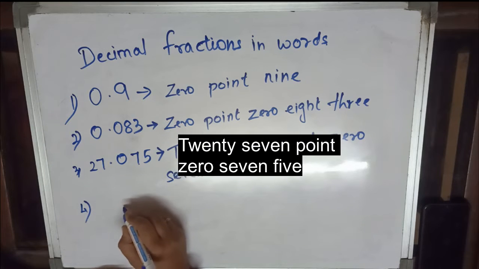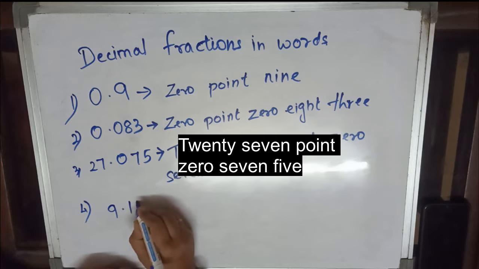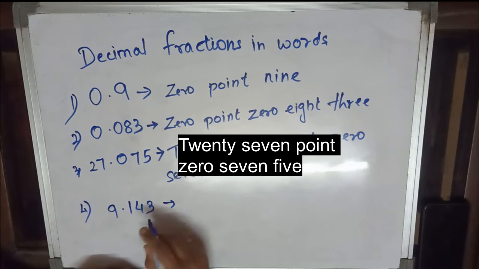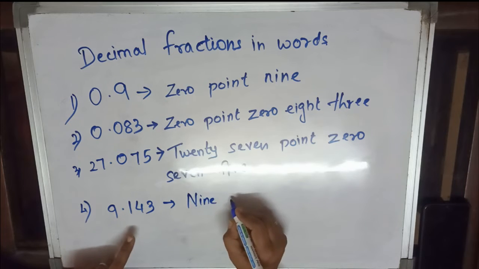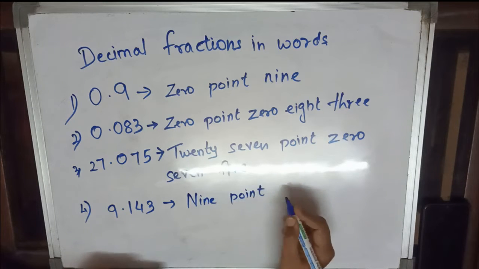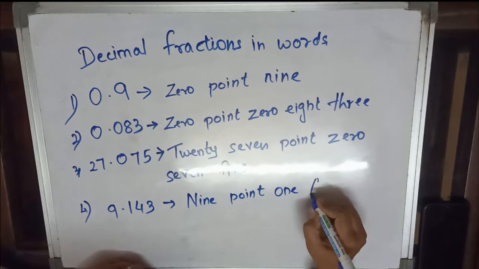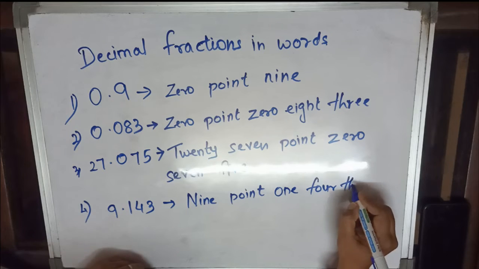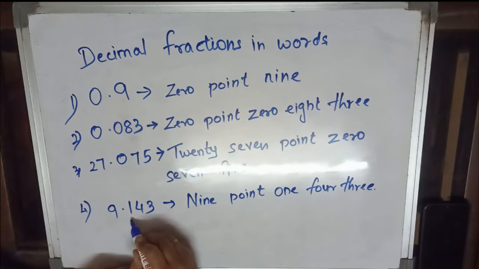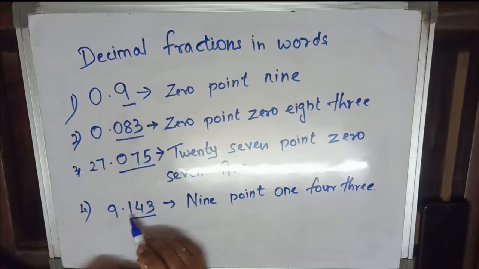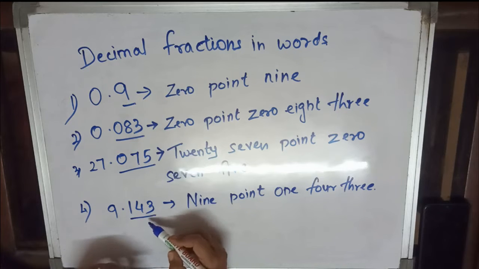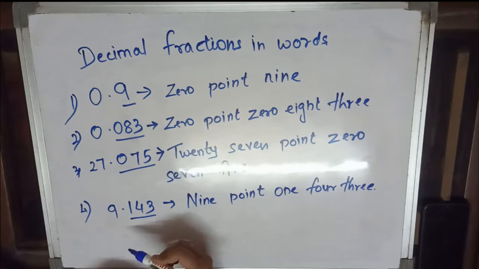Fourth one, 9.143. 9 point, the whole number is 9. 9.143. So after decimal point, we have to read each and every digit. We can't combine 9.143. No. 9.143. Once you know the reading, now we are able to start with addition. So let's start with the example.